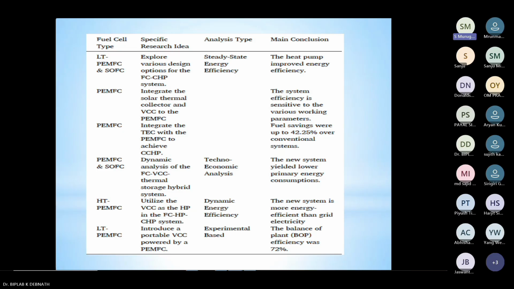So here, the outcome of different research so far, what they have done to harness waste heat for usefulness, is shown. Left-hand side, the first column shows the type of fuel cell they used. Specific research ideas are given in the second column. In the third column, the analysis type is given, and in the last one, the conclusions are given. Either they have done a numerical analysis or simulation, or of course experimental. Their summaries are given here, that you can go through. Next, please.